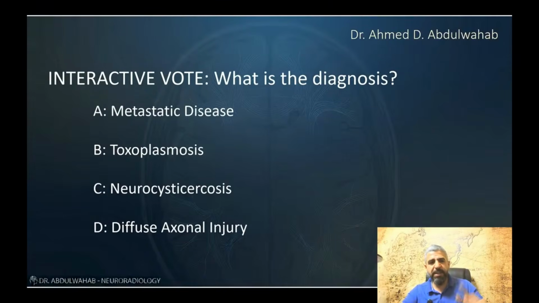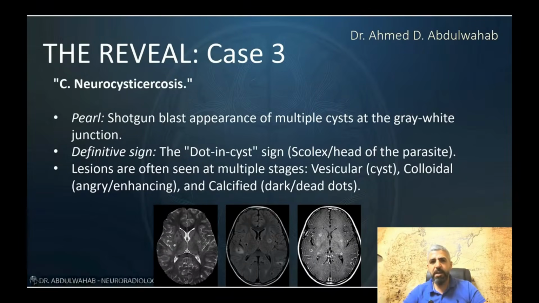What is the diagnosis? Is it A, metastatic disease; B, toxoplasmosis; C, neurocysticercosis; or D, diffuse axonal injury? Multifocal cysts plus scolex, a dot in the cyst, plus different enhancement stages. Which suspect did this shotgun blast of lesions? Is it A, B, C, or D? The answer is C, neurocysticercosis.